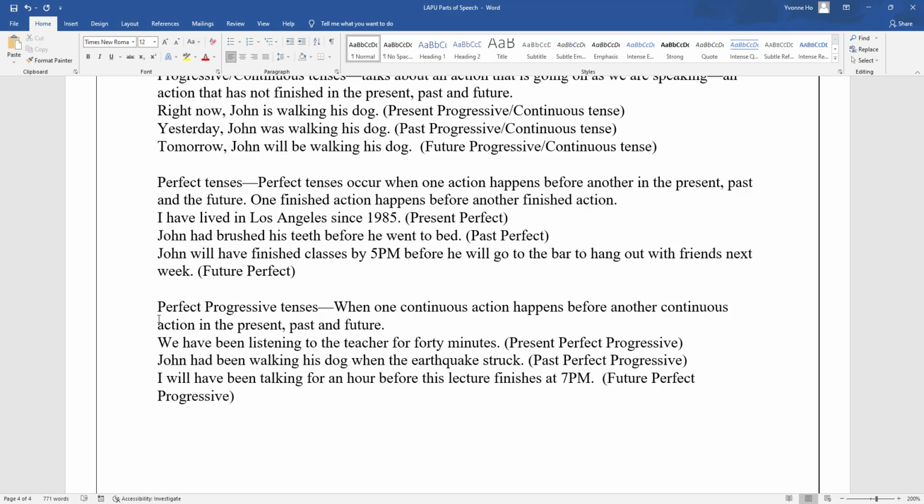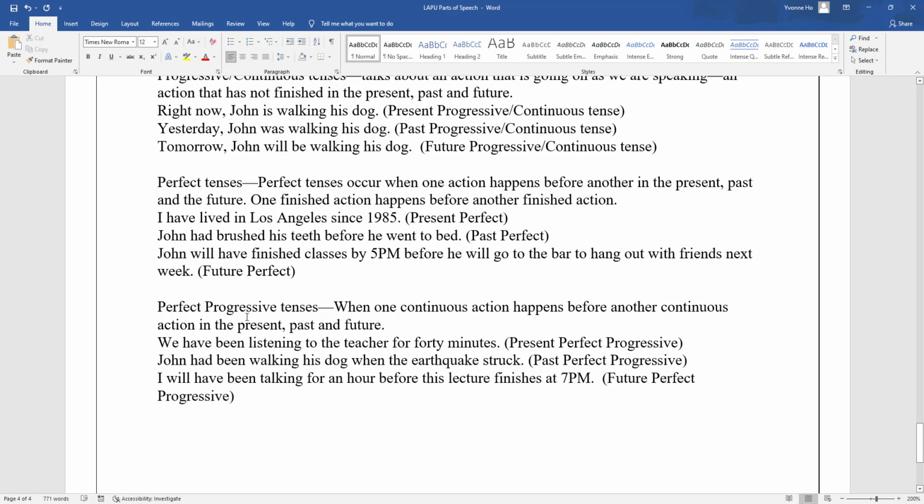And if you were to translate this into your own language, you would get it. As soon as I say imparfait to a French student, even with my bad accent, oh, that's what past perfect is. And I think in Spanish it's imperfecto or something like that. And even with my bad accent, oh yeah, I remember learning that in grammar school back in my country. Then it makes sense. So sometimes translating works. But anyway, in a perfect progressive tense, you have one continuous action happening before another continuous action in the present, in the past, and in the future.